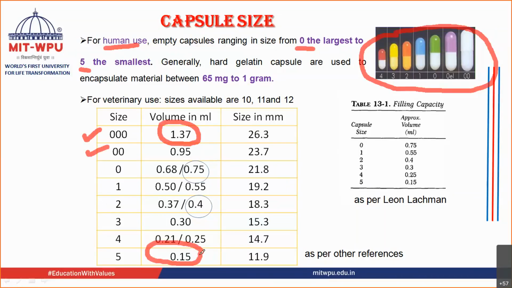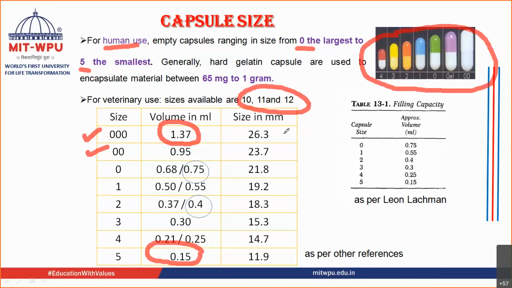Okay, this you have to remember. As the size number increases, the volume with which you fill it decreases. So these are the names that are given from 000 to 5. For veterinary use, the sizes that are used are 10, 11 and 12. Not much literature is available about it. I found just one sentence in one of the presentations, that's why I have put it over here. I really am not aware.